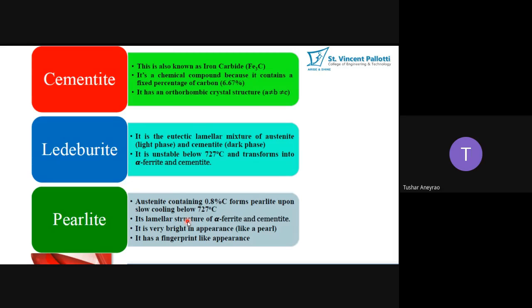Perlite. Perlite is the austenite containing 0.8% carbon which gets transformed into perlite. Means gamma is getting transformed into alpha plus beta. Which kind of reaction is this? This kind of reaction is called a eutectoid reaction. Okay, it is a lamellar structure with alpha ferrite and cementite.